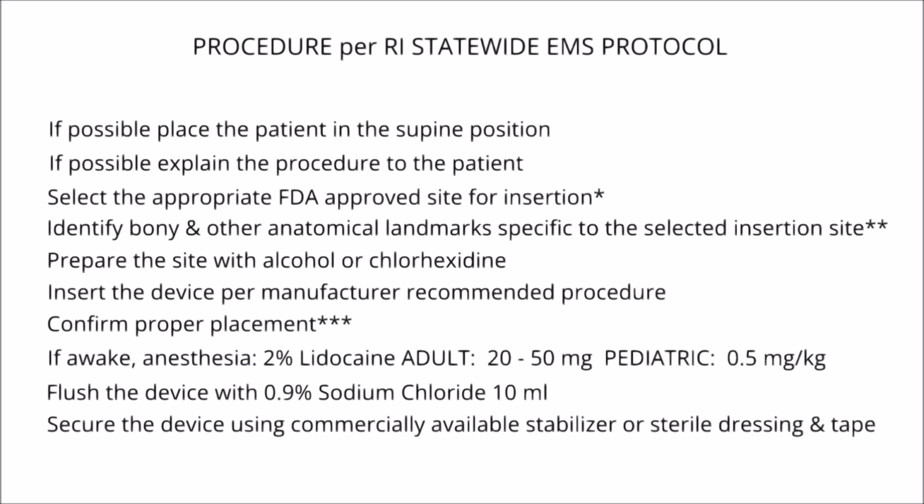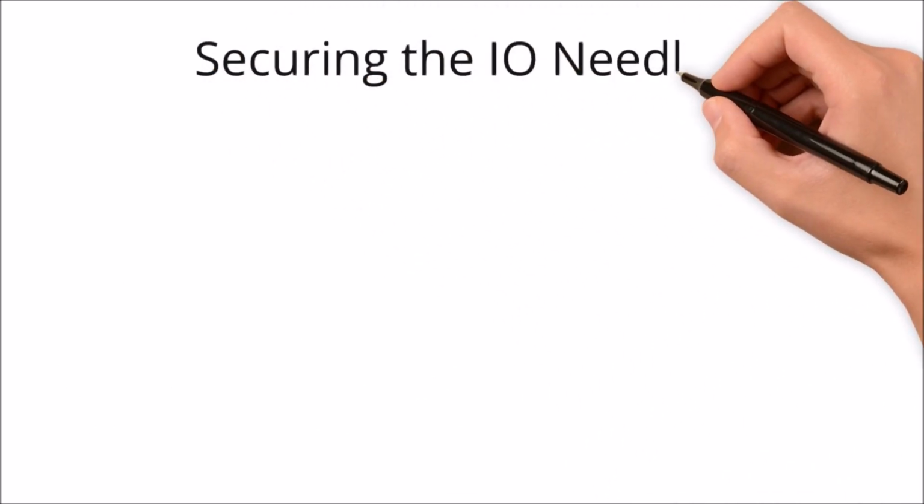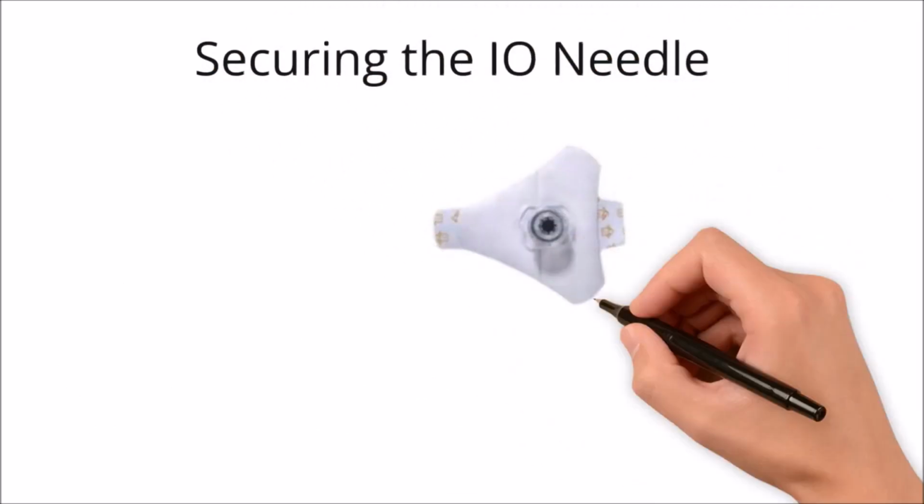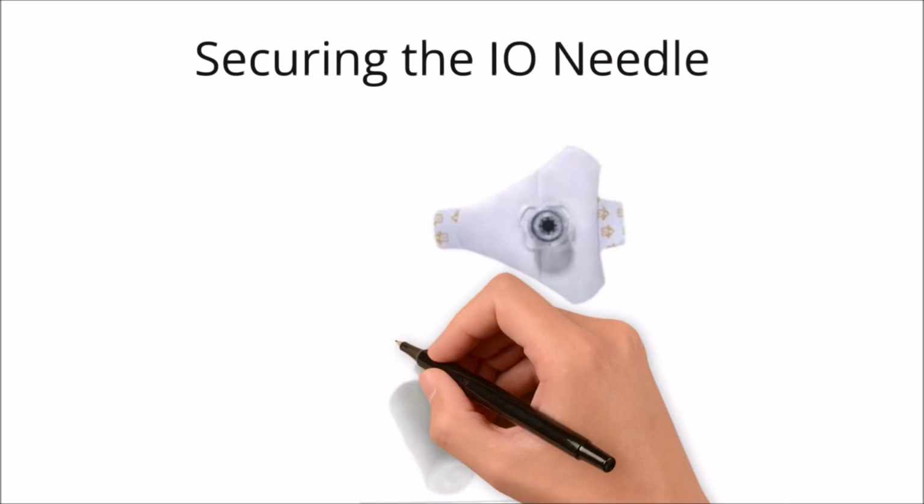Confirm proper placement. If the patient is awake, you can use the anesthetic 2% lidocaine, adult dose 20 to 50 milligrams, or the pediatric dose 0.5 milligrams per kilogram. Flush the device with 0.9% sodium chloride, 10 milliliters. Secure the device utilizing a commercially available stabilizer or a sterile dressing and tape.